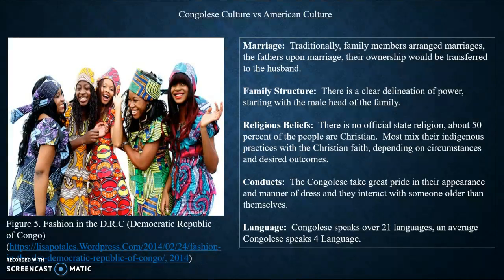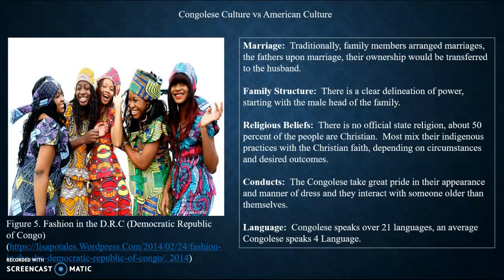Family structure basically goes from dad, mom, the oldest to the youngest. Then if your parents for some reason died, the next uncle, the oldest uncle, becomes basically your dad. Religious belief, the majority of the people are Catholic and Christian. Most of them mix the religion with indigenous practice for whatever reason.